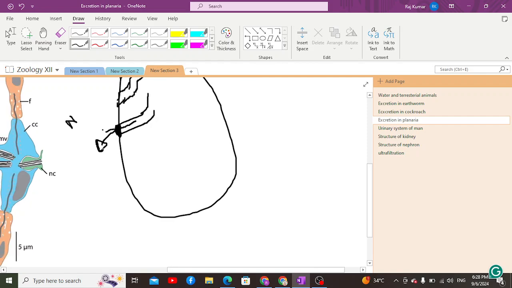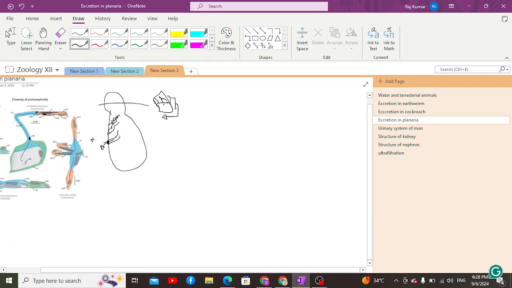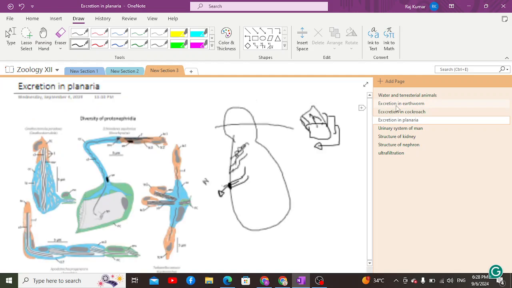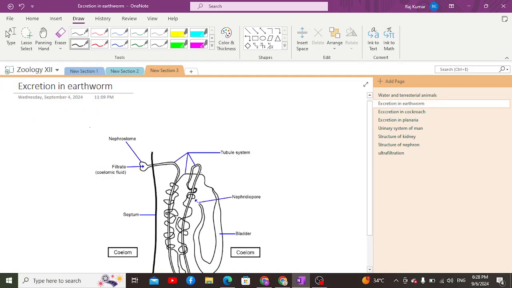This is basically the basic structure and phenomenon of excretion in planaria, which is relatively simple as compared to the higher organisms.